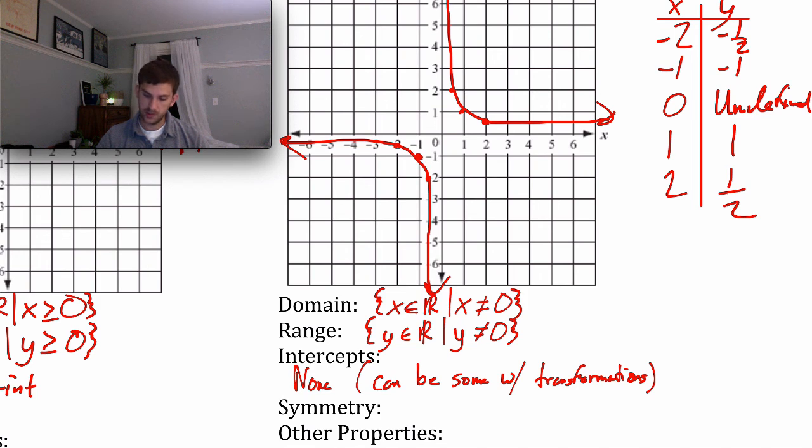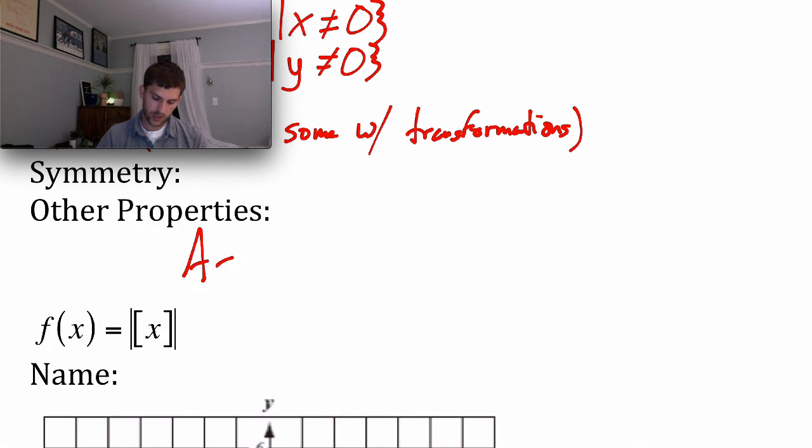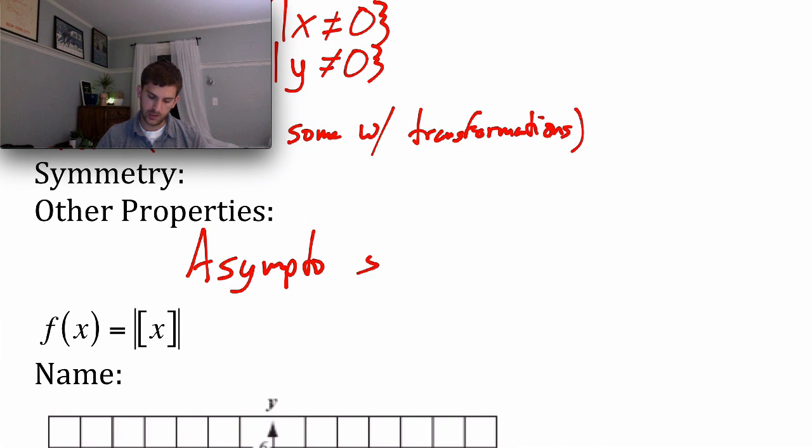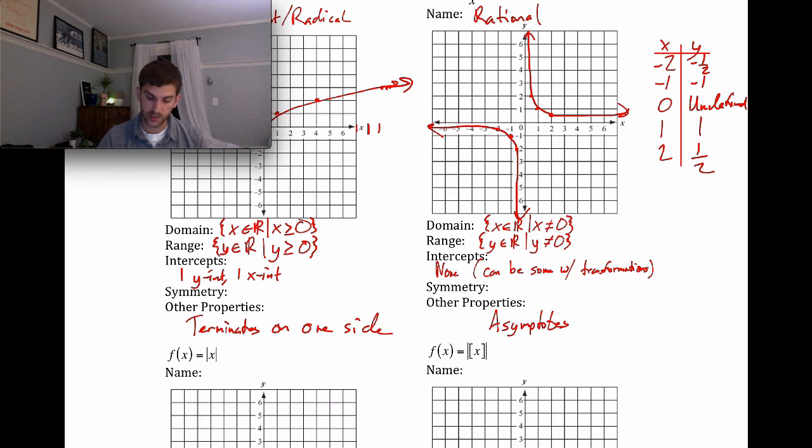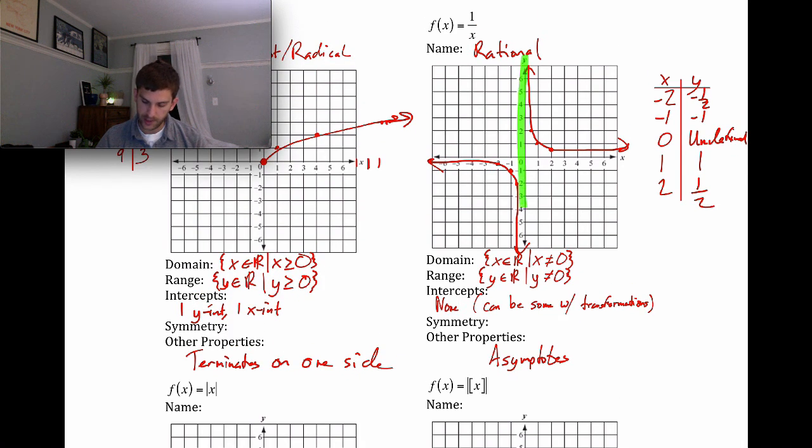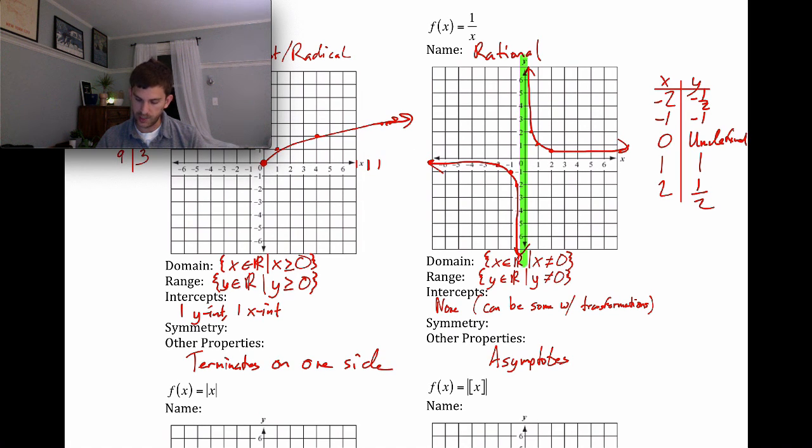Other properties, big word here, asymptotes. Those lines that it gets really, really close to but never quite touches are called asymptotes. So if you were to draw a line on x equals 0 and y equals 0, the x and y axes, those are asymptotes. It gets really, really close to them but never quite touches them.